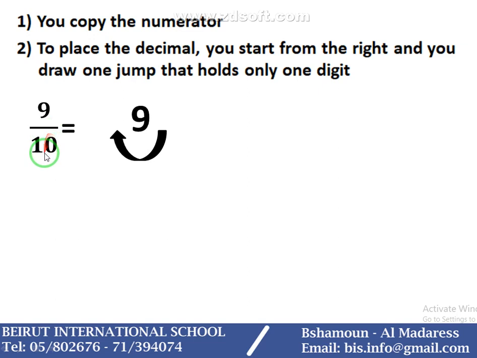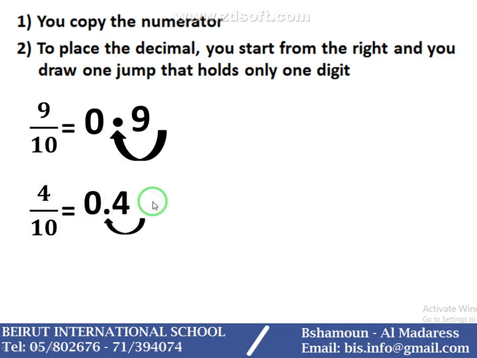Because I have 1 0 in 10. Now I place the decimal. For sure, I don't leave the space over here empty. I interfere and I put a 0. So 9 out of 10 is equal to 0.9. Another example, 4 out of 10 will be equal to 0.4.